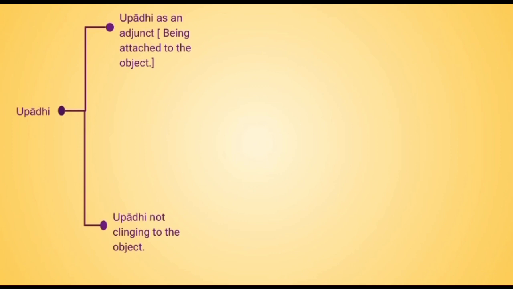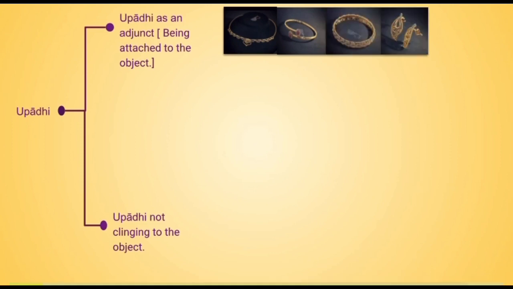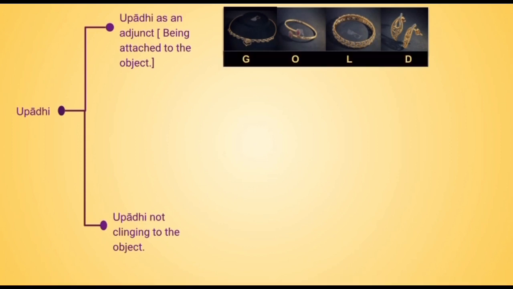In order to understand this type of Upadhi, let's consider an example of golden ornaments. If you see here, you see a golden necklace. This golden necklace is nothing but gold, but it is helping us to recognize gold. Similarly, a golden ring or a golden bangle or a golden earring, all these are different shapes of gold, but they are helping us to recognize gold. So all these shapes can be considered as Upadhis for gold.